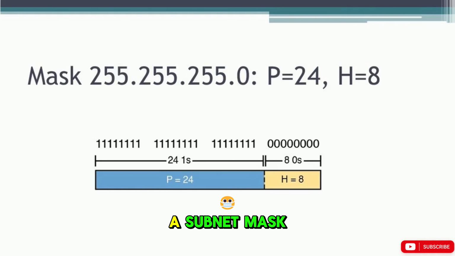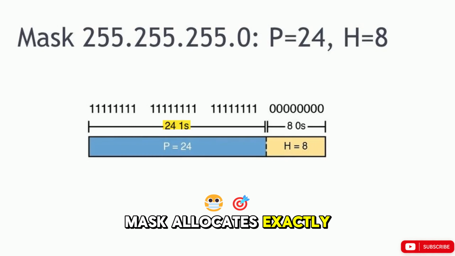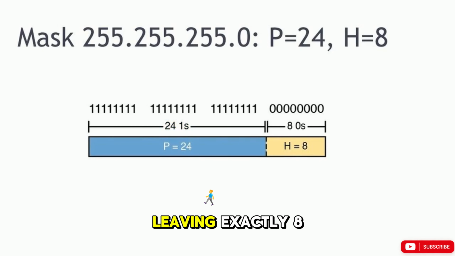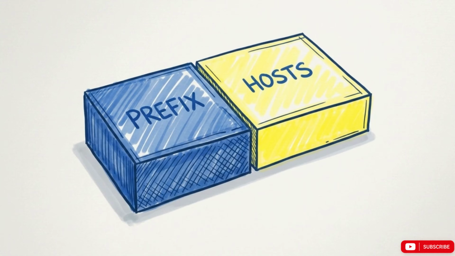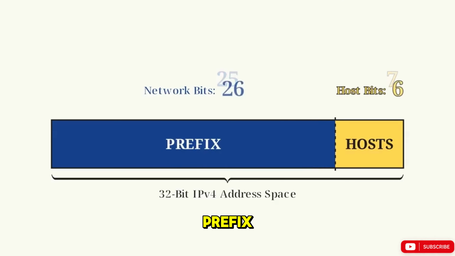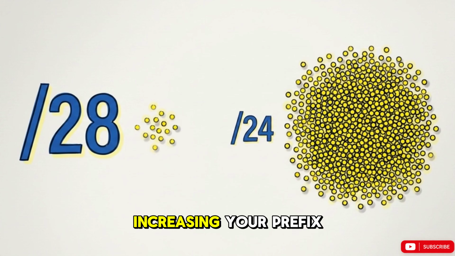This diagram shows a subnet mask dividing that 32-bit address into two groups, the network prefix on the left and the individual hosts on the right. A /24 mask allocates exactly 24 bits to the prefix, leaving exactly 8 bits for the hosts. Because the total space is rigidly locked at 32 bits, the relationship is a zero-sum game. Every time you add a bit to the network prefix, you steal a bit from the host capacity. That is why increasing your prefix number results in a smaller network.